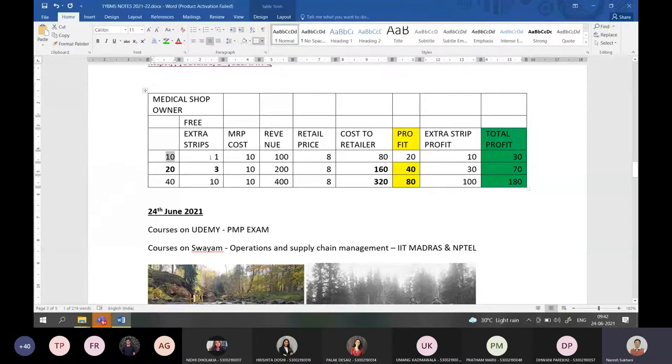And with regard to the costing, if the MRP of one strip is 10, the revenue the person will generate from the sale will be this, which is 20 into 10, 40 into 10. The retail price is 8 rupees, so the cost to the retailer is this much. So the profit is this much, but the actual extra strip profit is this much. Are you understanding this? So the total profit will be this. No rocket science, right? It's quite easy. Any query over here, please ask.